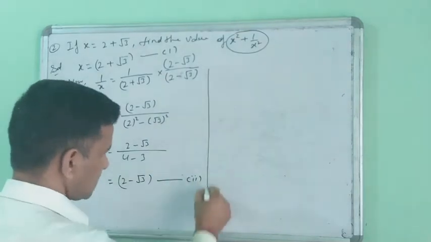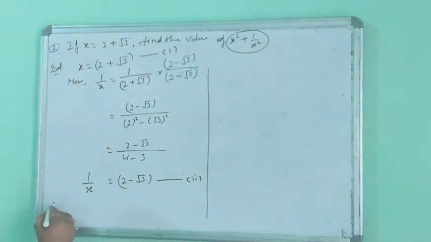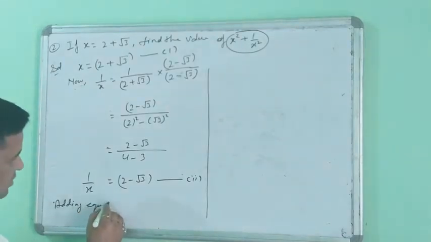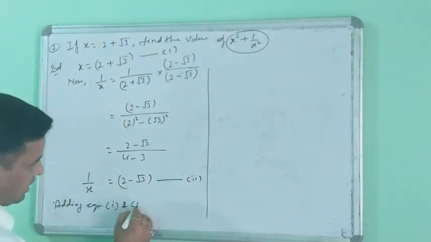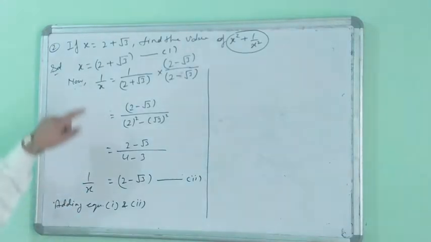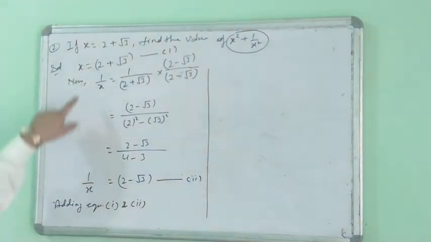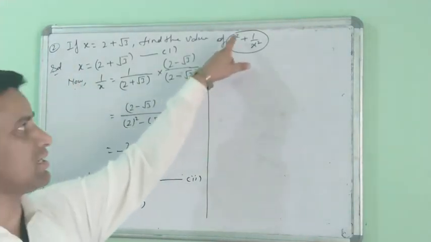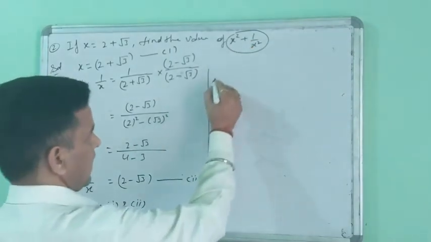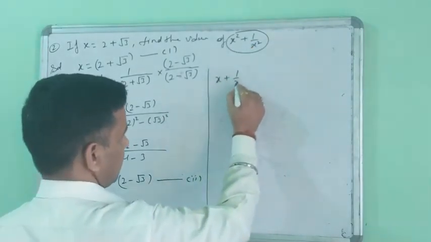So how to solve the next step here? Okay, adding equations. You will add the first and second equations here, and then you will get this form: x plus 1 upon x.